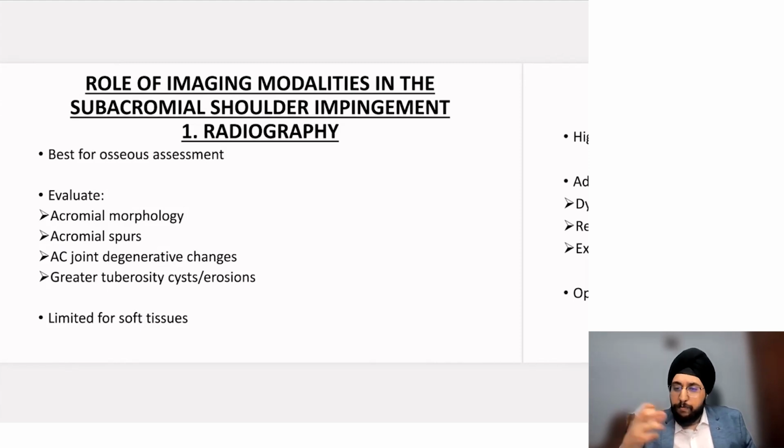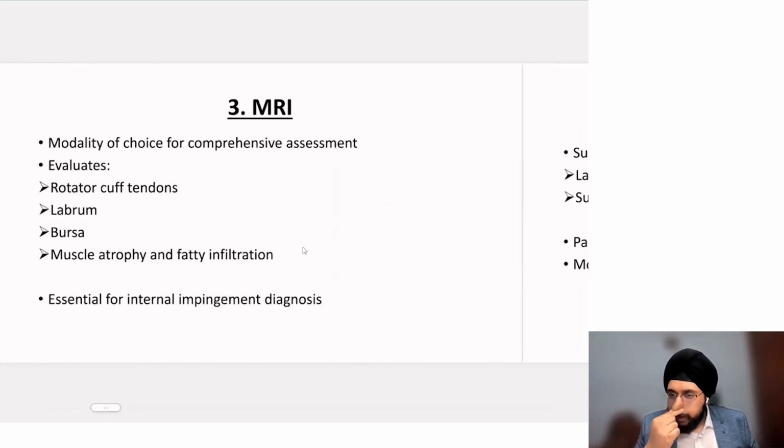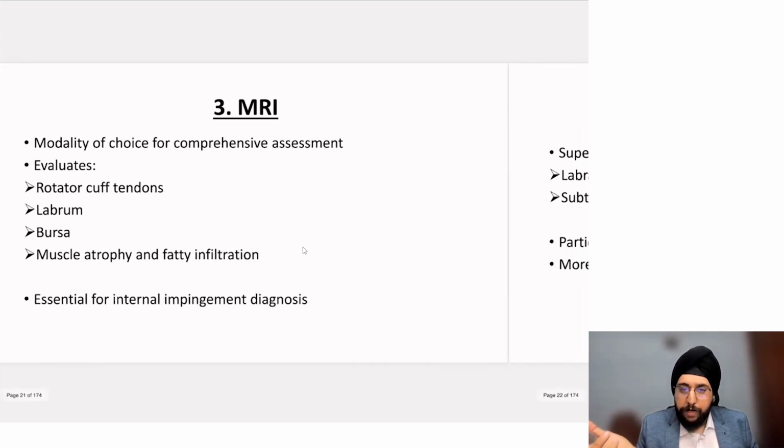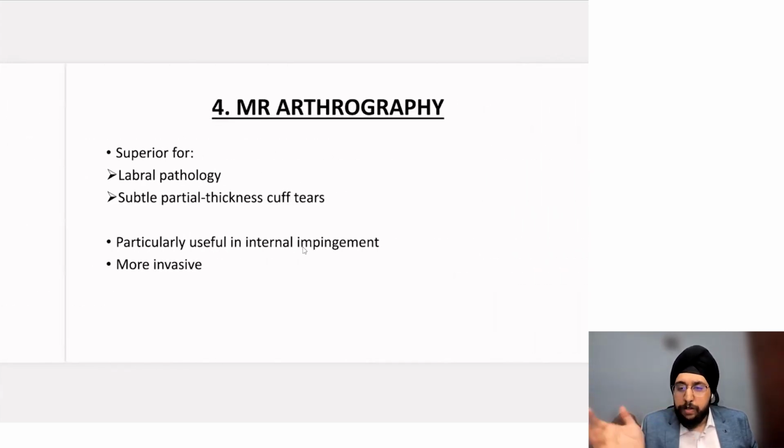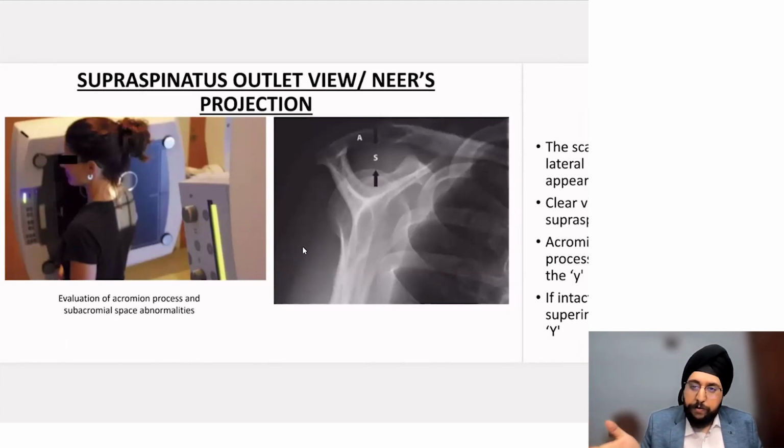So modalities for bones, you'll look for radiography, very simple. Ultrasound, you can have dynamic assessments. Okay, MRI, you can see the condition of rotator cuff tendons, labrum, bursa, and any comment on the muscle atrophy or fatty infiltration. Okay. This I'm doing it fast because it's actually very simple. You all know about this. Why do we use different modalities for looking at different things?